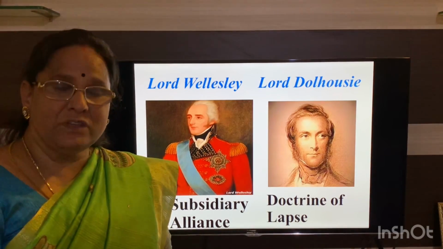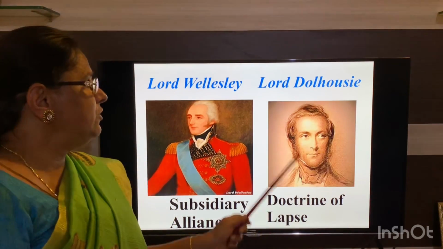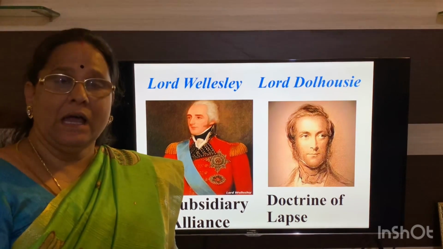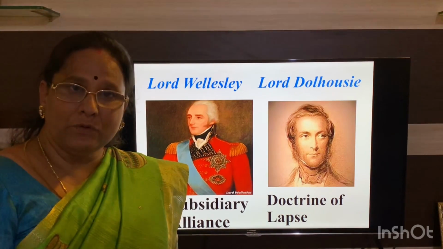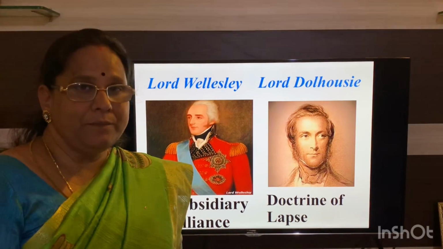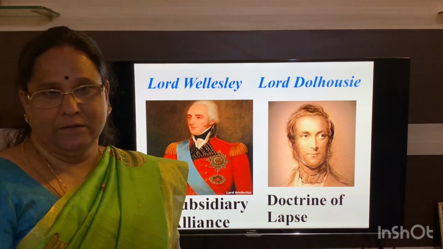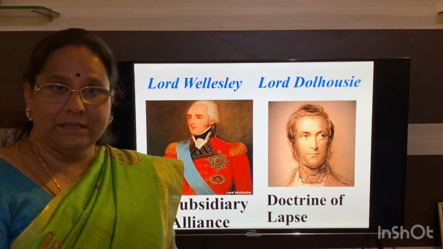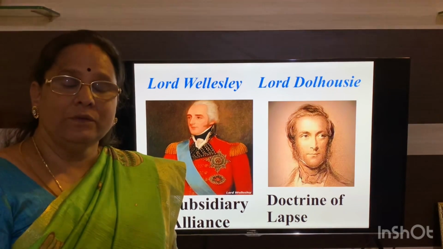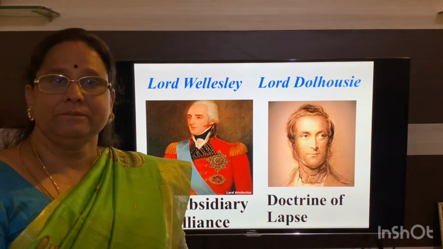The second policy which the British introduced was doctrine of lapse. Doctrine of lapse was introduced by Lord Dalhousie. According to this, if a native ruler dies without children, his adopted son had no legal right. So, the kingdom was merged with the British Empire. This is how the British started expanding their kingdom.